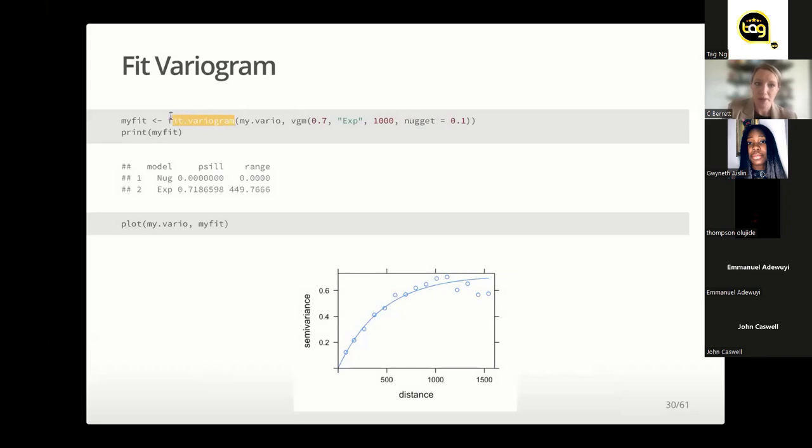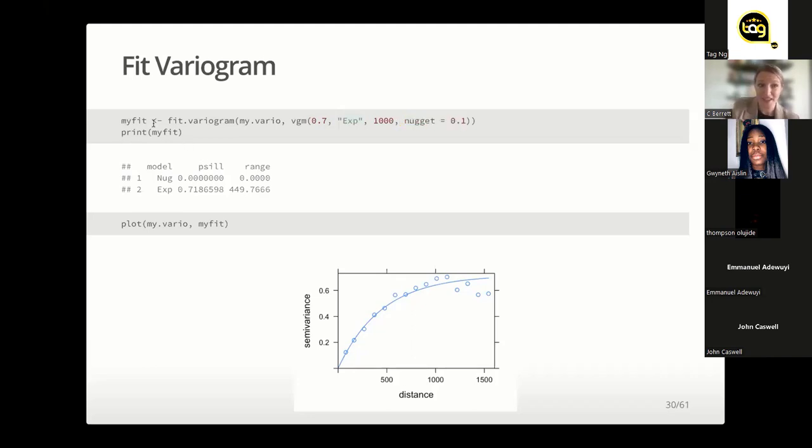Fit.variogram in the gstat package will fit the variogram. So I gave it the myvario object, and then it requires this model called vgm. So the variogram is what it stands for. And then I've initialized some of the parameter values. This is the initial partial sill. This is the initial range. And then I'm going to fit it using that exponential covariance structure, and then the initial value for the nugget.